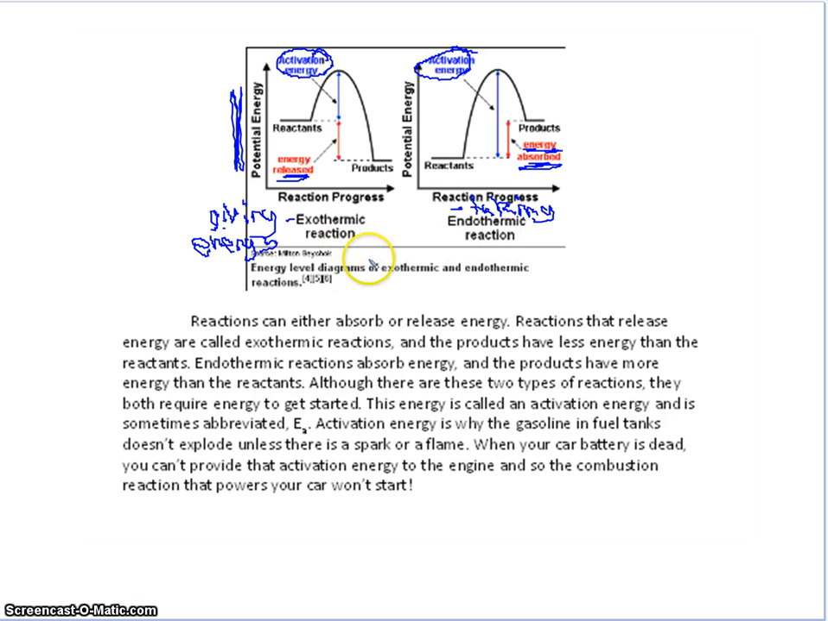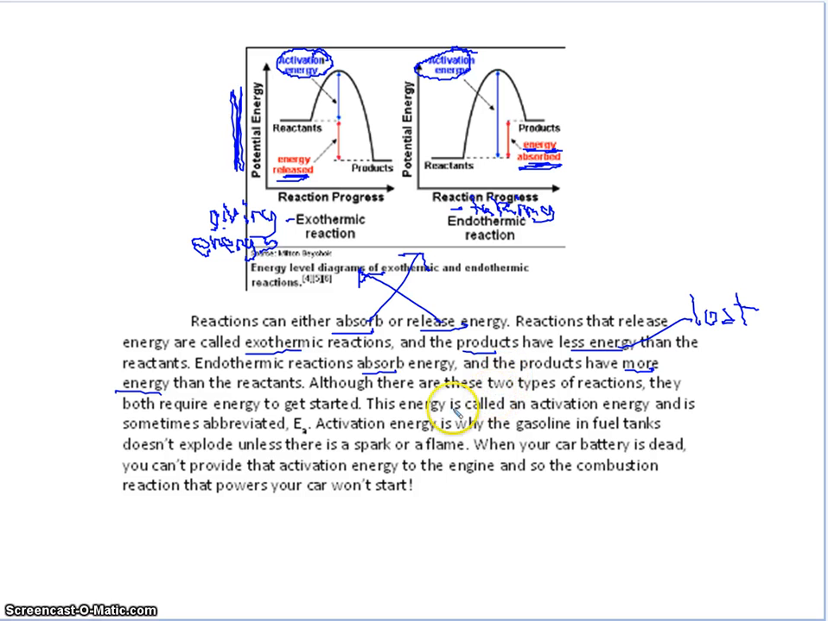So it's exothermic. Okay, reactions either absorb or release energy. Yeah, absorbs, endo, release is exo. Reactions that release energy are called exothermic. I know, I just told you that. And the products have less energy than the reactants. Products have less energy, right, because they lost energy. Endothermic reactions absorb energy, and the products have more energy than the reactants. Yes, because they absorbed energy, so of course they're going to have more.